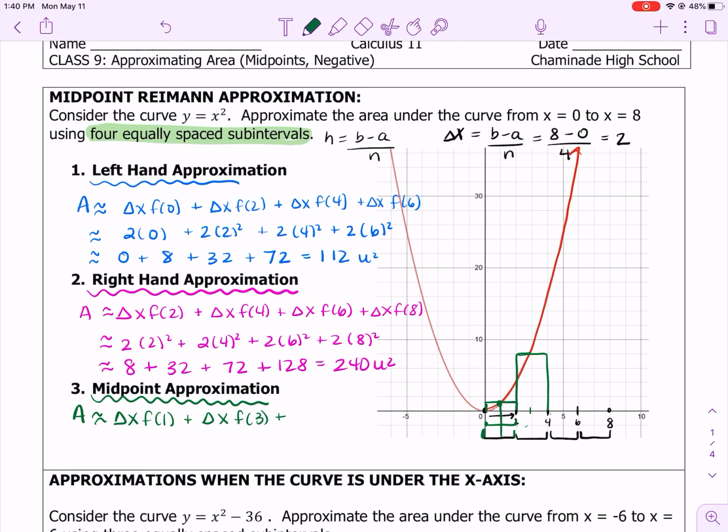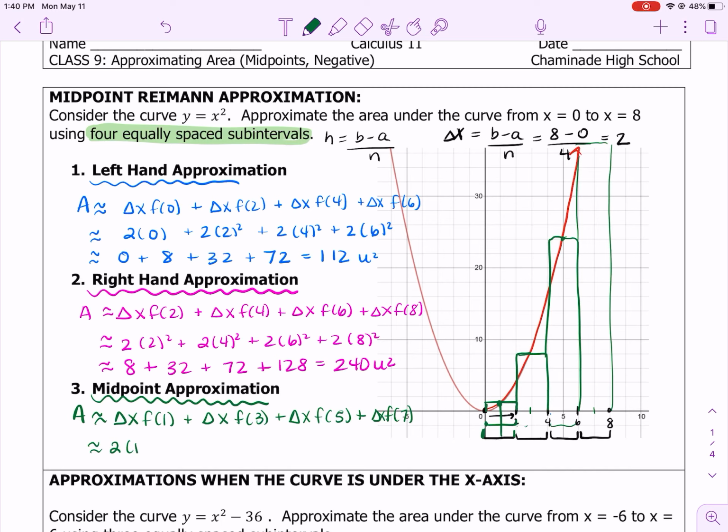Continuing on to the next one. Again, your height here is going to come from the midpoint. The midpoint of 4 and 6 will be 5. So again, combining those two, we have delta x times f of 5. And last but not least, our last rectangle here has a midpoint between 6 and 8, which is 7. That's going to be delta x times f of 7.